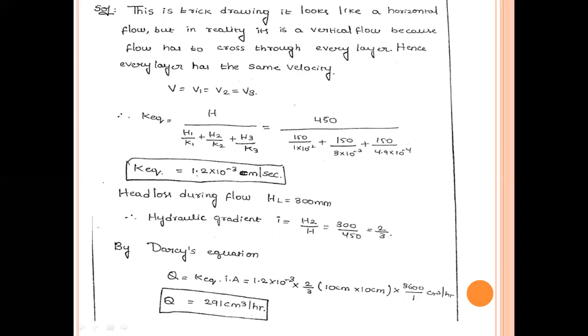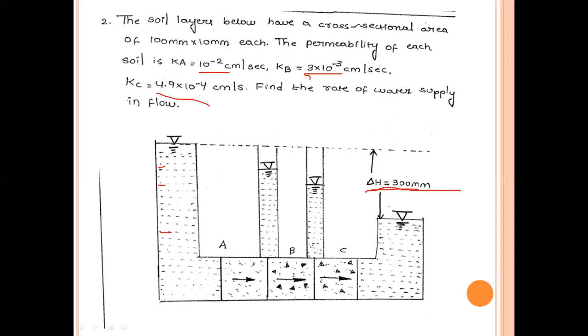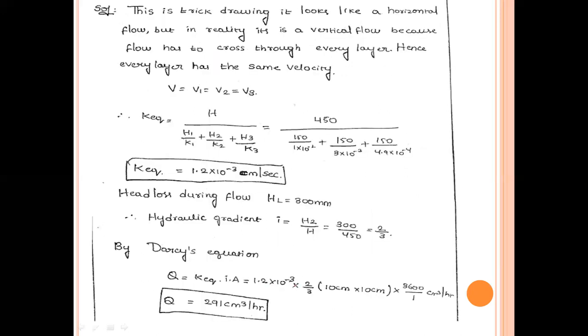Head loss during the flow, HL, is 300 mm. Here there are three layers, each with thickness 150. Then hydraulic gradient i equals H1 plus H2 divided by H, that is 300 by 450, equal to 2 by 3.